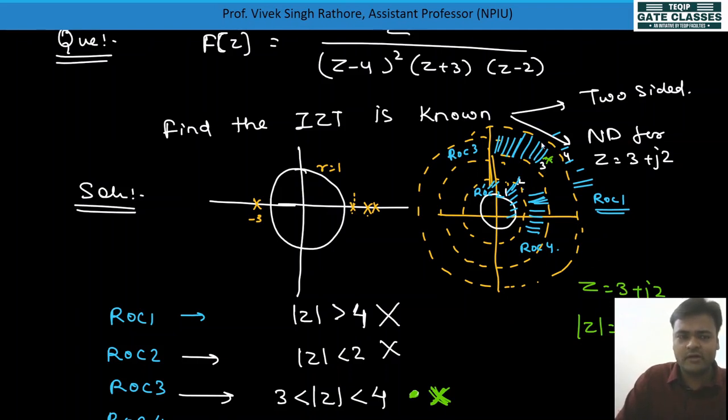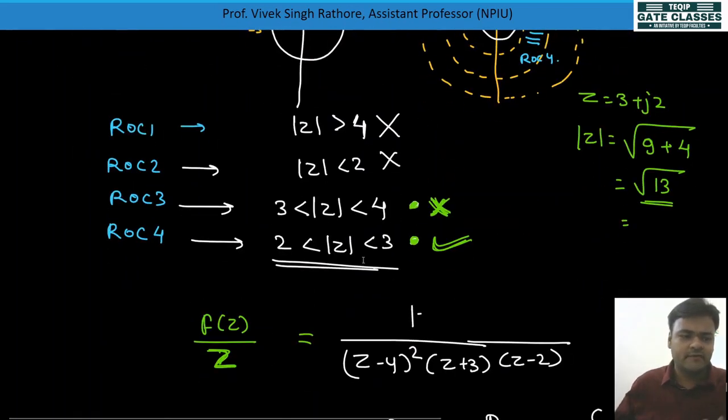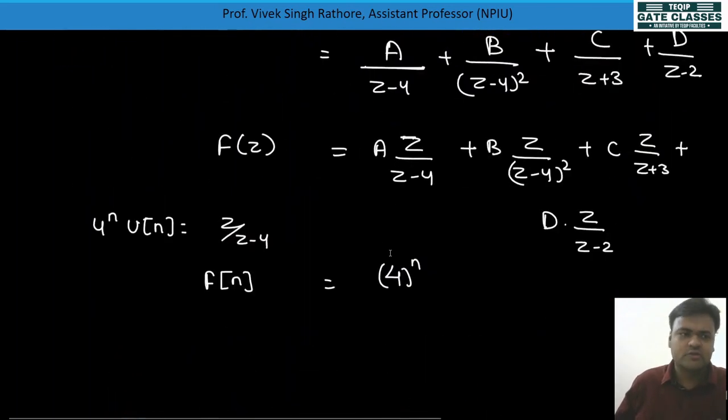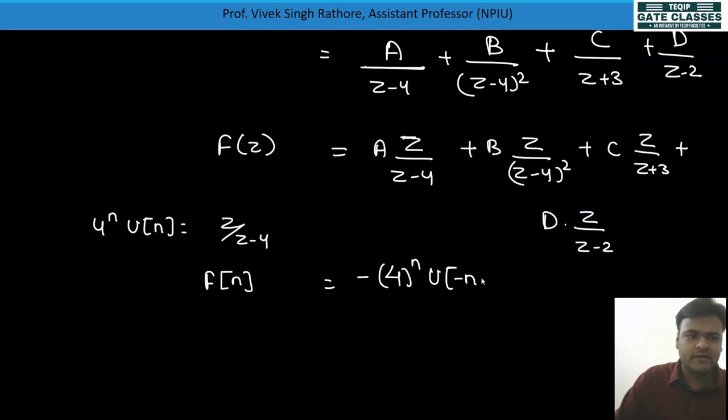We cannot take inward from 4 because it will include a pole, and the ROC cannot include a pole. That is why we will take from 3. So ultimately if mod z is less than 3, then mod z will be less than 4 also. So ultimately it will be an inward signal. So we can write here -4, and we need the same expression. So what we can do, -4 to the power n u of minus n minus 1.